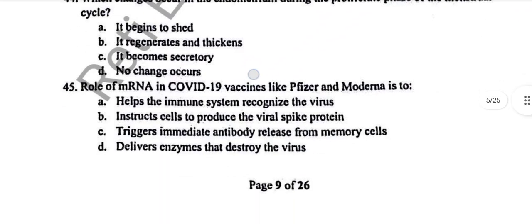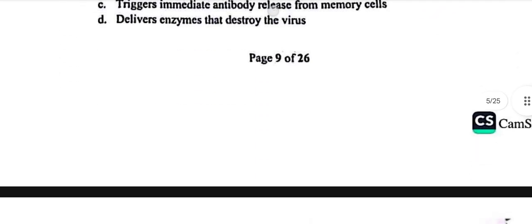Question number 45. Role of mRNA in COVID-19 vaccines like Pfizer and Moderna is to, read the options. And the correct option is B. Instructs cells to produce the viral spike protein.